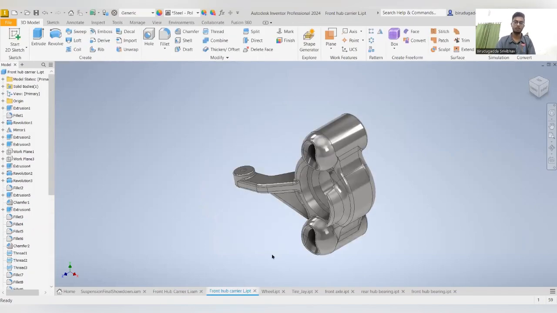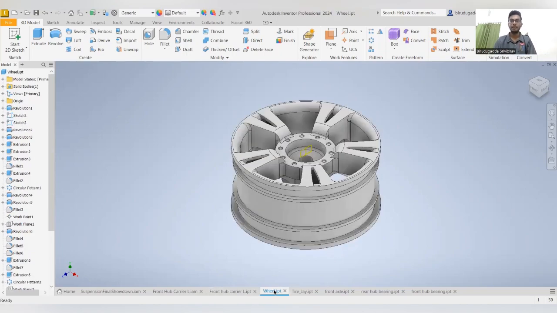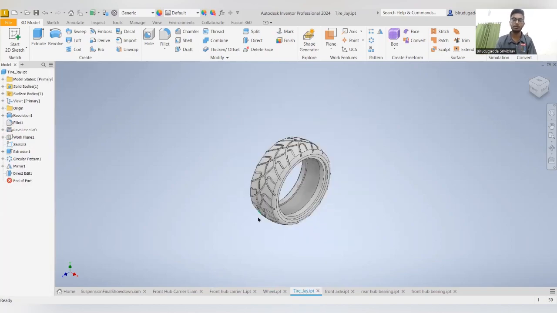What is the role of the front hub carrier? It helps in the rotation of the wheel while maintaining stability, and it also helps to connect with the suspension system. The wheel supports the weight of the vehicle and allows it to move, and tires are mounted on them.